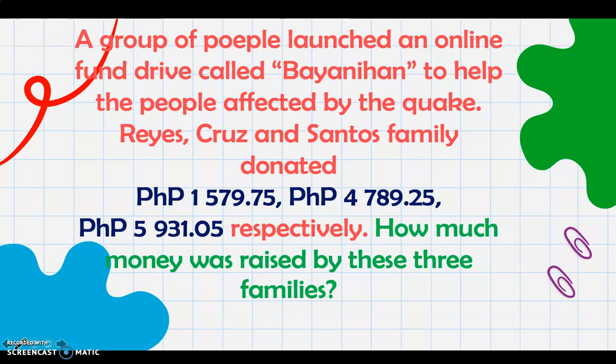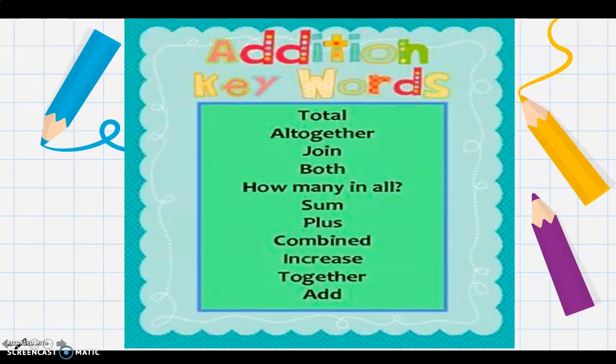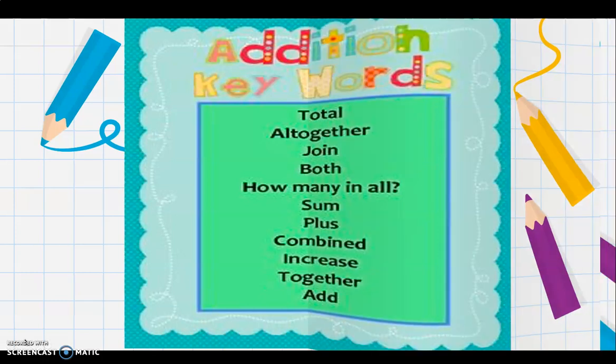So obviously, in this story problem, it involves decimals. What operation are we going to use for this? Basically, from the keywords, how much money was raised by these three families, we are going to add. Let's recall the keywords for addition. We have the total, altogether, join, both, how many in all, sum, plus, combine, increase, together, or add. These are just some of the addition keywords that mean that we are going to add.